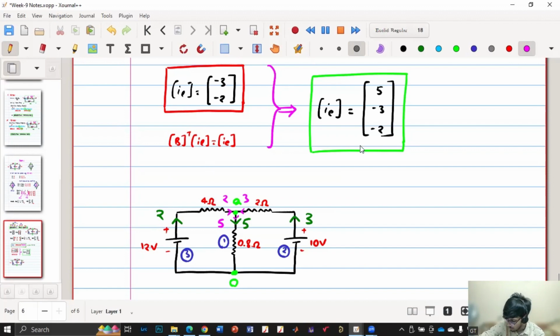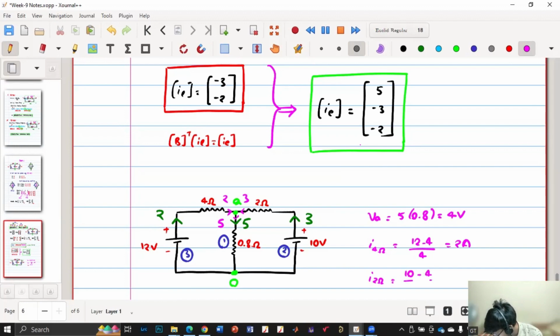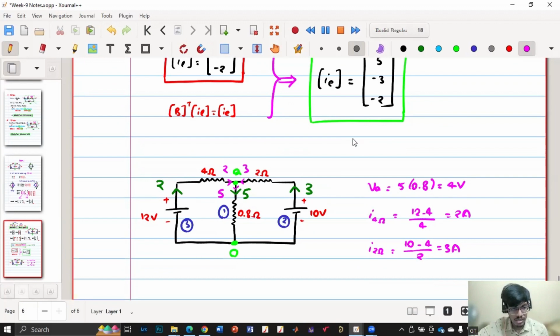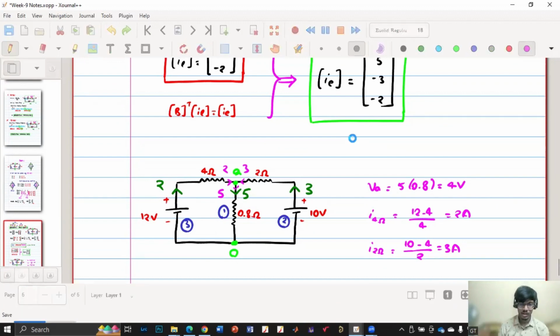Yes, sir. So now I'll again quickly cross check. So VA is how much? VA is 5 into 0.8, which is 4 volts. Then I in 4 ohm is 12 minus 4 by 4, which is 2 amperes. Similarly, I in 2 ohms is nothing but 10 minus VA 4 by 2, which is 3 amperes. So it is perfectly matching and everything is correct. KVL is correct, KCL is correct, nothing is violated.